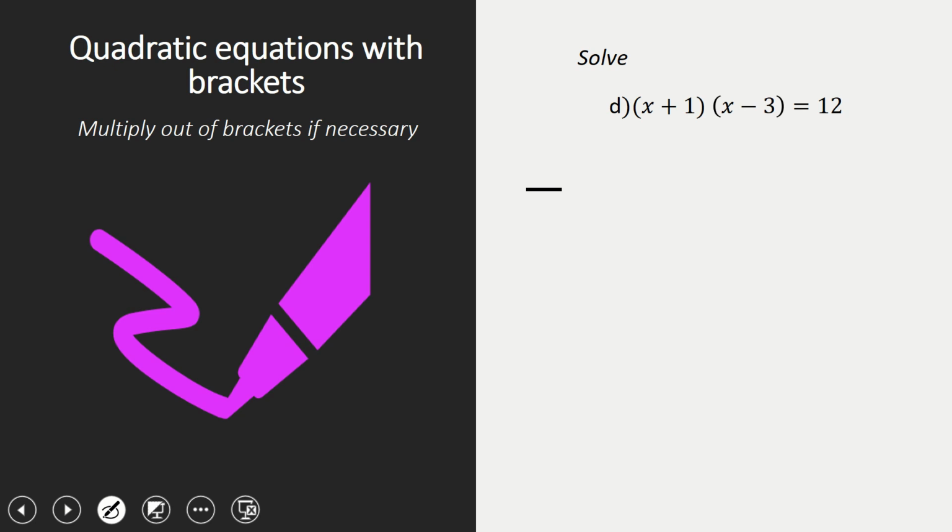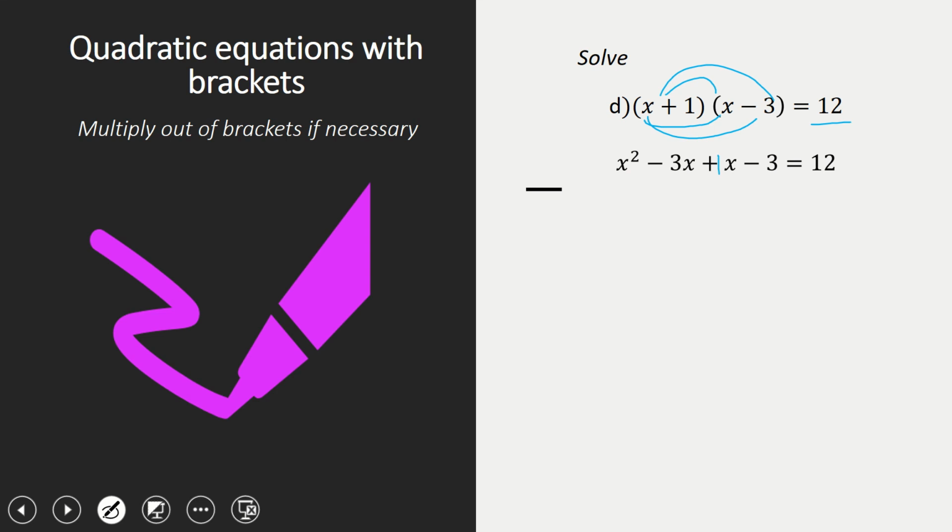Alright, then the last one is exercise D. x plus 1 times x minus 3 equals 12. Again, first have a look if you need to multiply out of brackets. So this is not equal to 0 because it's 12. So I need to multiply out of brackets first. So x times x equals x squared. x times minus 3 equals minus 3x. 1 times x equals x. And 1 times minus 3 equals minus 3. So remember that this x is equal to 1x.